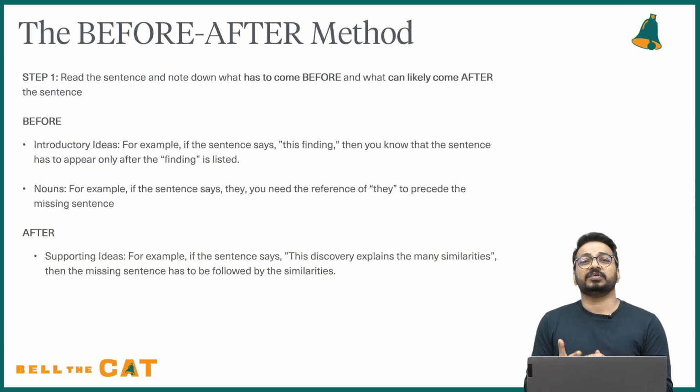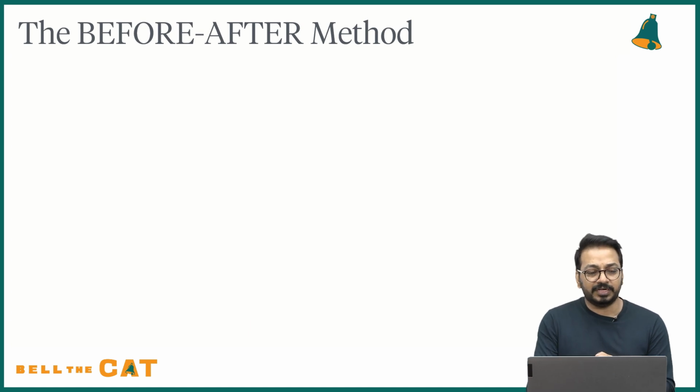The next thing is after. So after this sentence also, you will get some clue. After this should definitely follow. For example, if the sentence says, this discovery explains many similarities. That means after this, immediately you need to have the similarities, right? So once you make a note in your head of the before and after, then you go to the option elimination process.